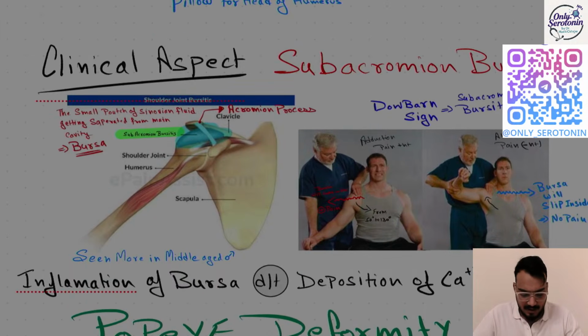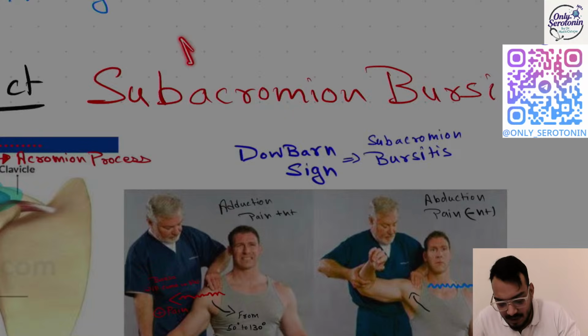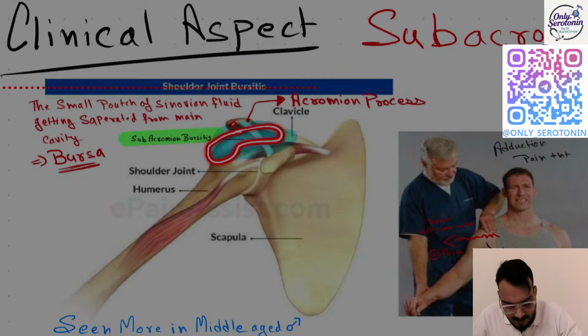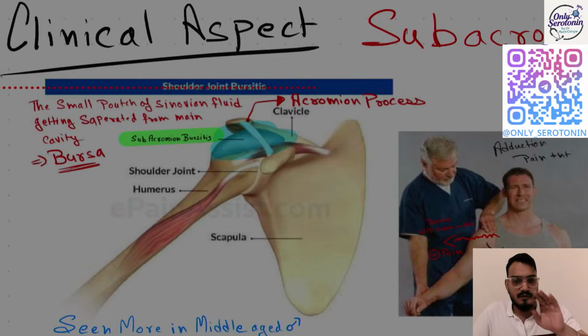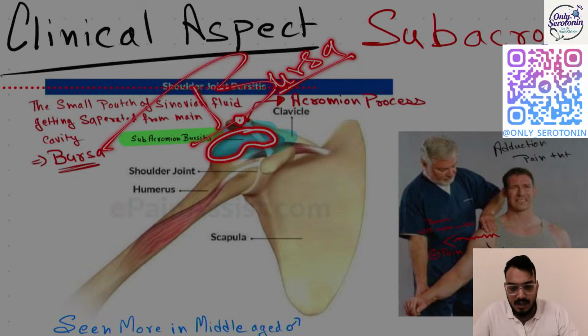Now another thing is what, guys? This is your subacromial bursitis. It is also my favorite topic, guys. What is subacromial bursitis? Below the acromion process, we are having this gap. In this gap, we are having some synovial fluid, right? This synovial fluid is covered in a cavity, and that cavity is known as what, guys? That cavity is known as bursa. This bursa is present below the acromion process. That's why it is the subacromial bursa. When this bursa gets any kind of inflammation, we will call it subacromial bursitis.